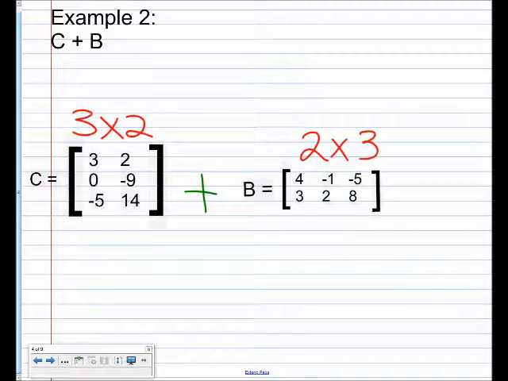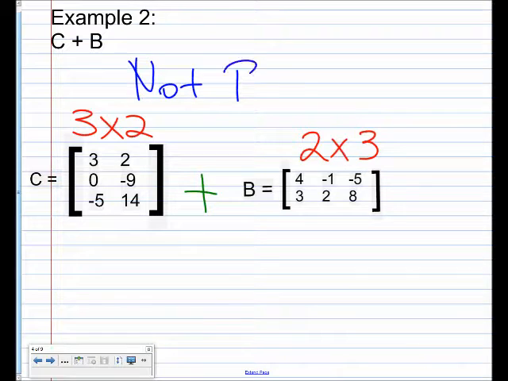Now, do they have the same numbers? Yeah, 3 and a 2, but they have to have exactly the same rows and columns. So not just the same numbers, but the same order. The 3 and then the 2, 3 and then 2. So I can't do this, so here's what you write. You write not possible. Any questions on this?